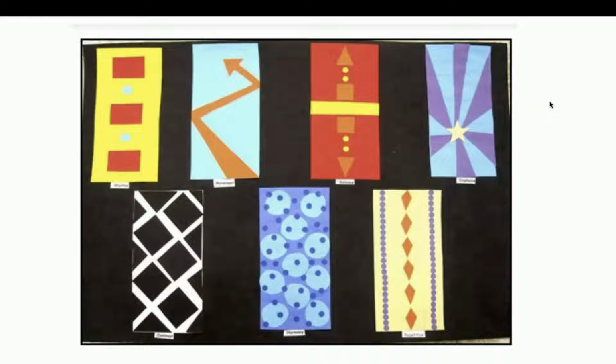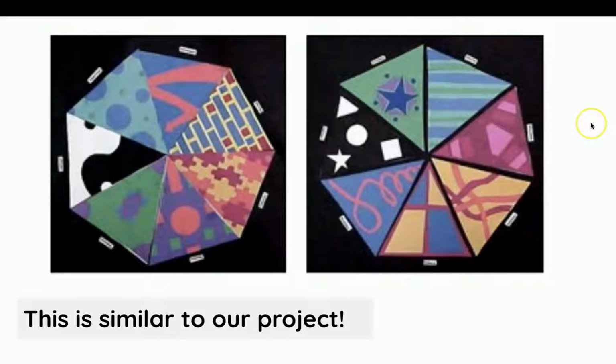These are some examples of paper collages. Now we are not quite doing this, but notice how each collage illustrates a different principle. For example, this one here is probably using symmetrical balance because it's visually the same on both sides of the composition. This is very similar to our project in that we're going to have a series of slices, kind of like from a circle, and each section is going to illustrate a different principle of design.